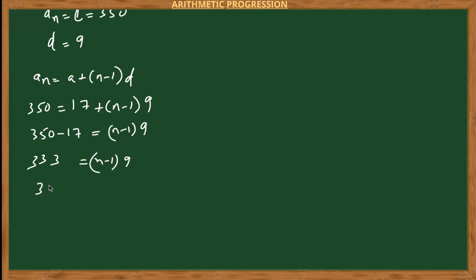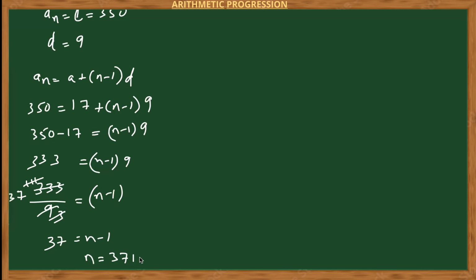So let's divide this by 9. 333 divided by 9 is equal to n minus 1. It is 3 3s are 9, so 37 is equal to n minus 1. So n is equal to 37 plus 1, which is 38. So we got the n value as 38.